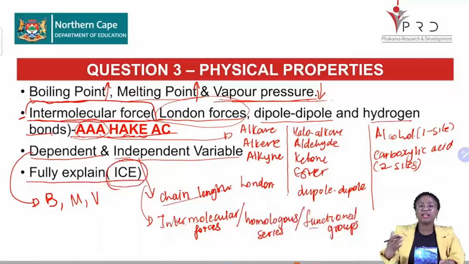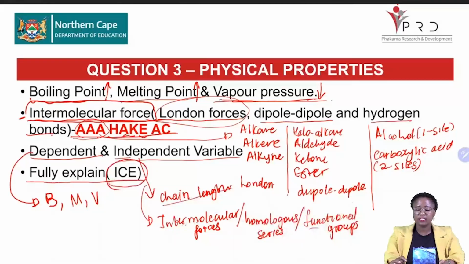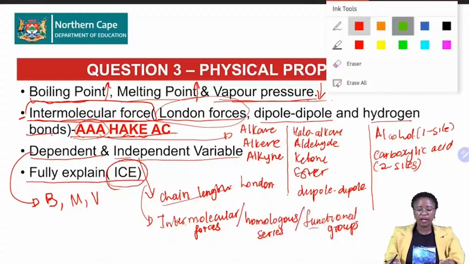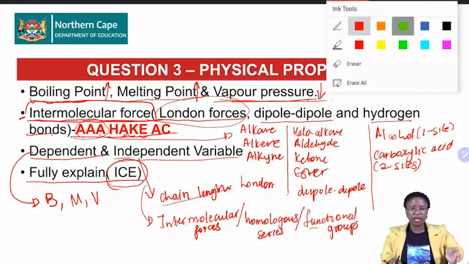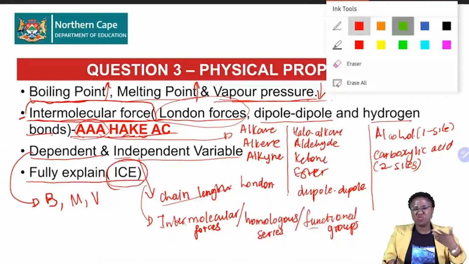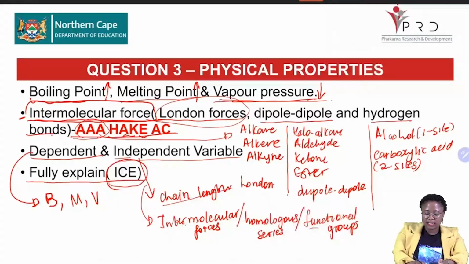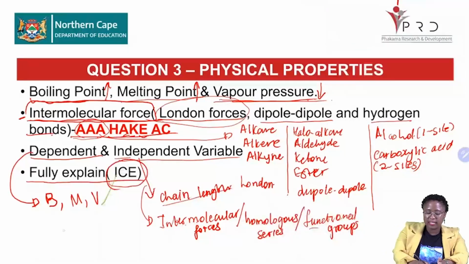By fully explaining why I am saying this particular intermolecular force will have a higher boiling point, or a higher vapor pressure, or a lower melting point. So what does the ICE stand for? Remember the I here: you always talk about the intermolecular forces that are present.